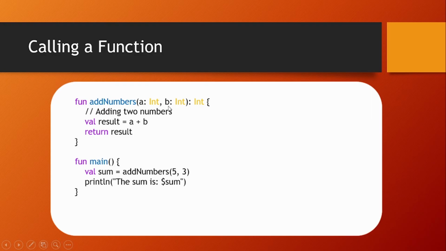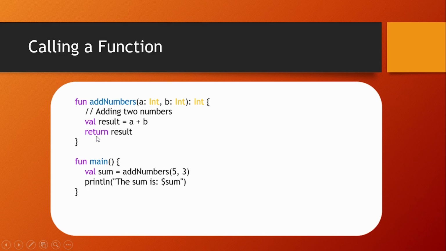As you can see, it has two parameters. I also pass two arguments, 5 and 3. A will hold 5 and B will hold 3. Then inside of this function, I have written the code. I have written the logic to add two numbers. As you can see here, I have written a variable val result, and I have assigned it to A plus B. This A, which I have written here, holds 5, and this B, same as this, holds 3, and I have assigned it to the result variable.